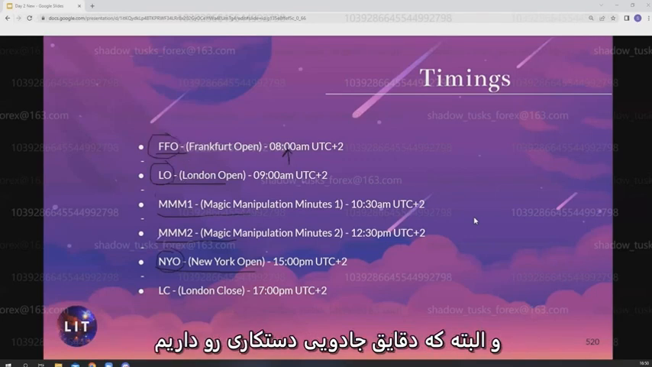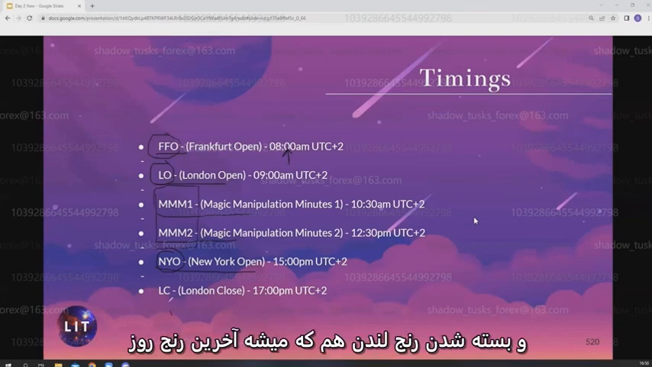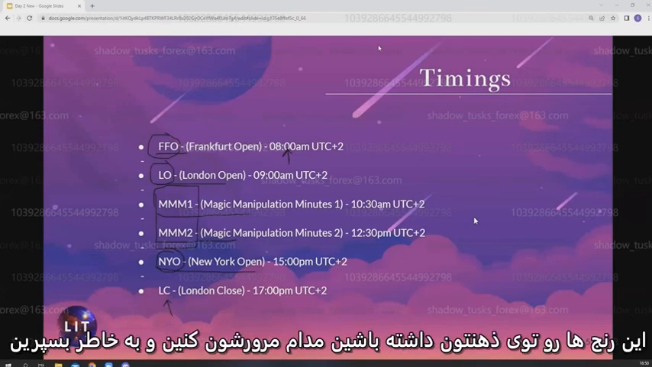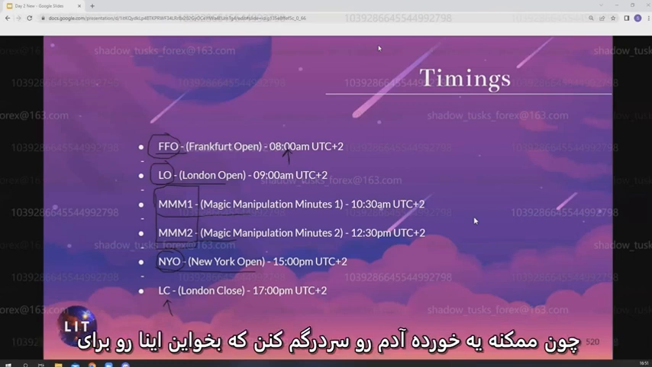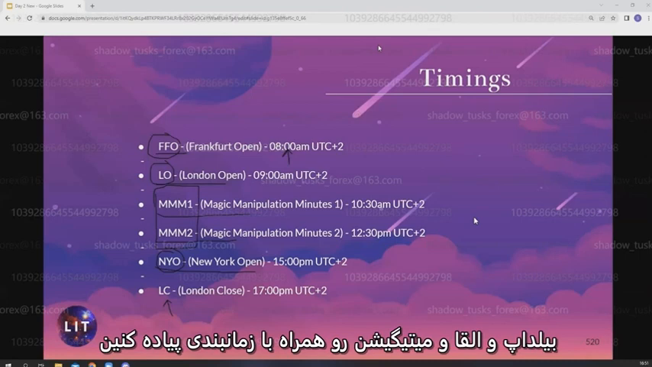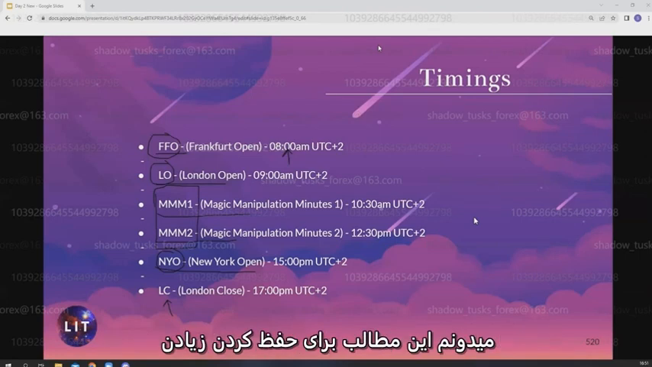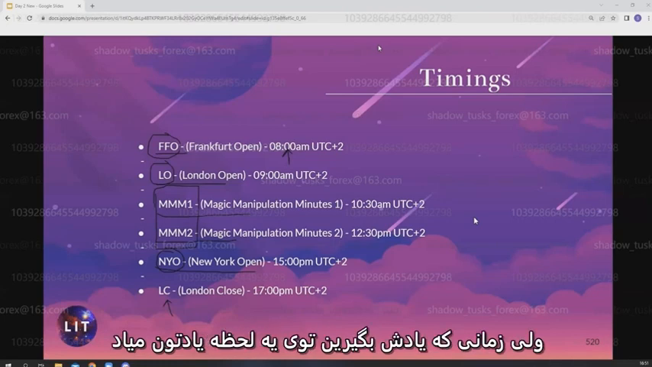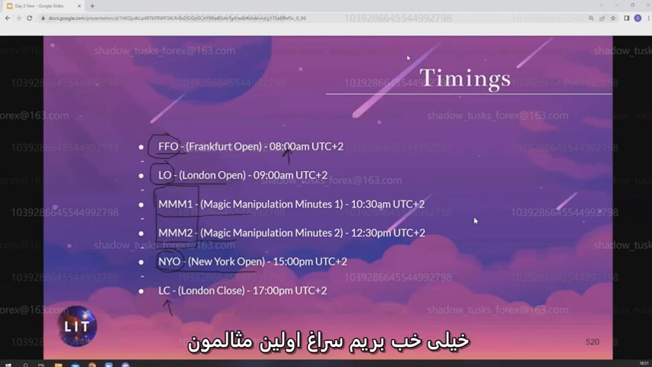And then you have the key magic manipulation minutes windows, and London Close being the last session of the day. So it's key you keep these sessions in your head, revise them, remember them, because it may get a little bit overwhelming trying to apply the build-up, inducement, mitigation alongside timing. So you're going to have a lot to remember, but it will click within a finger once you do get it. So don't worry about that. So now we will be moving on to our first example.